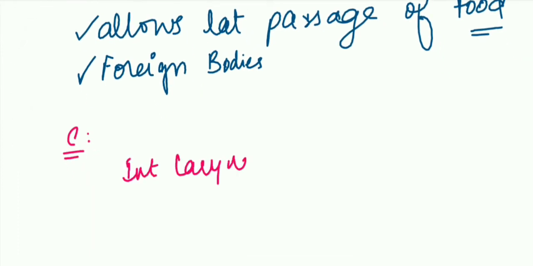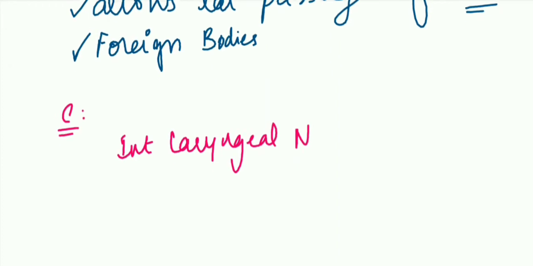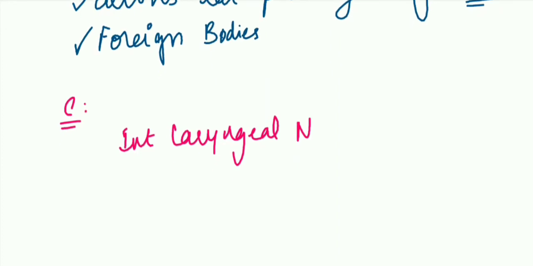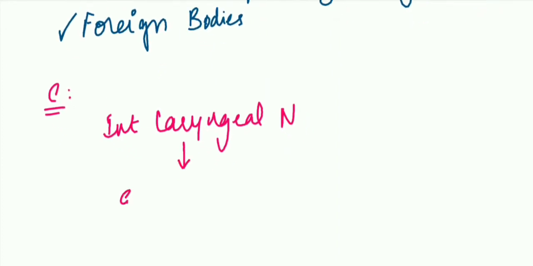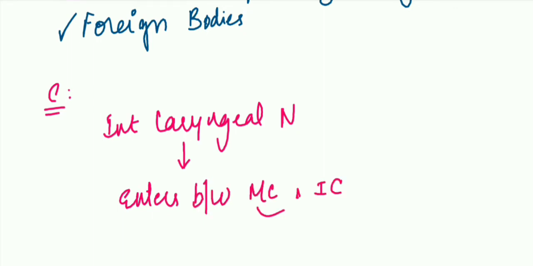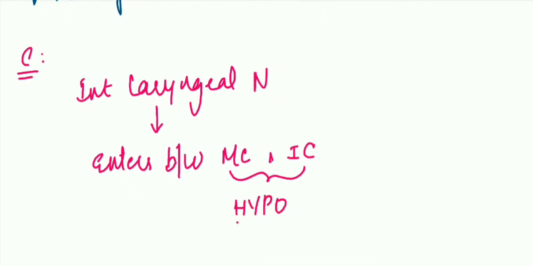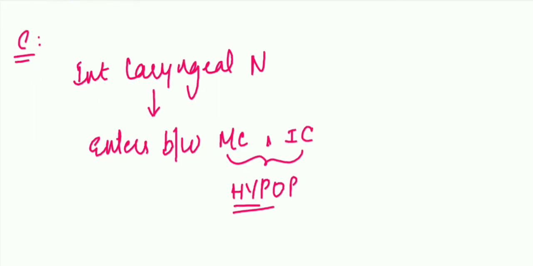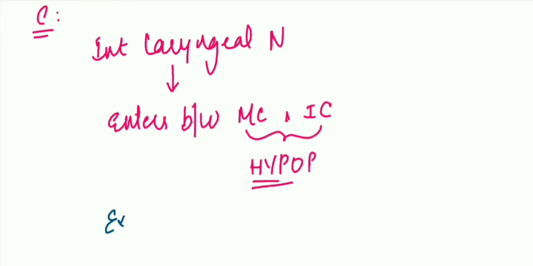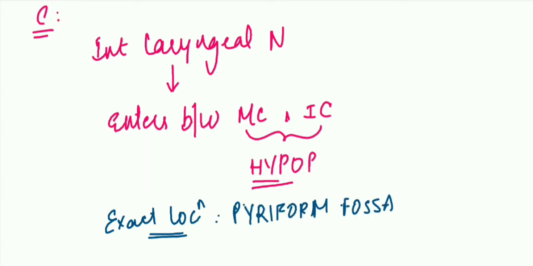Let's also see the clinical significance of this fossa. Do you remember the internal laryngeal nerve? If yes, then you must also remember how it passes in between the middle and the inferior constrictor. We also know that these two are located at the level of hypopharynx. So from where exactly does the internal laryngeal nerve enter into hypopharynx? It enters into the pyriform fossa and lies submucosally.